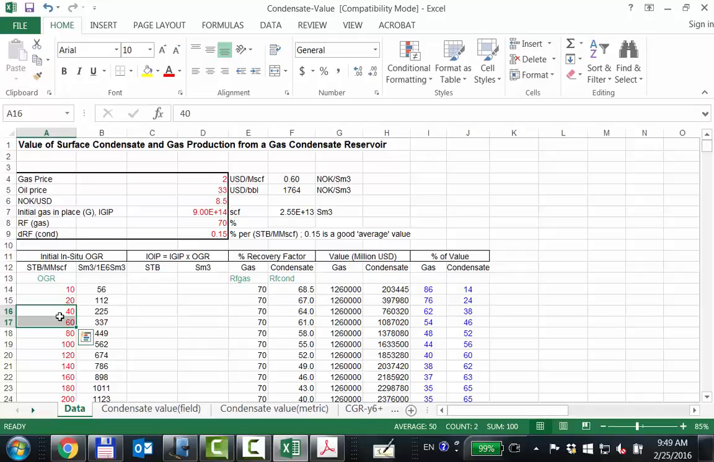Smørbukk, that's our local gas condensate field here in Norway. There are four different formations. There's Tilje and, I don't know, anybody know the formations in Smørbukk? I should know them. This is a little bit embarrassing.